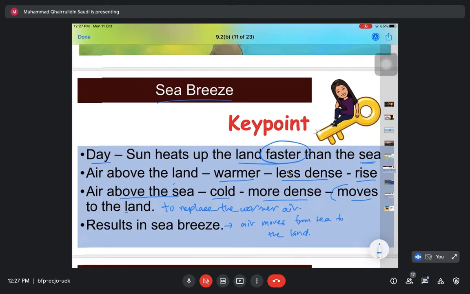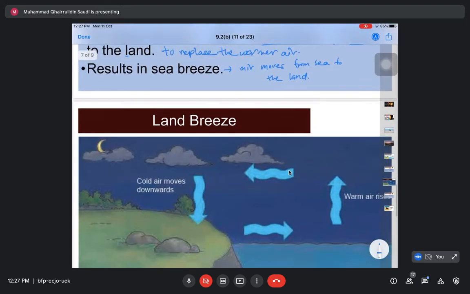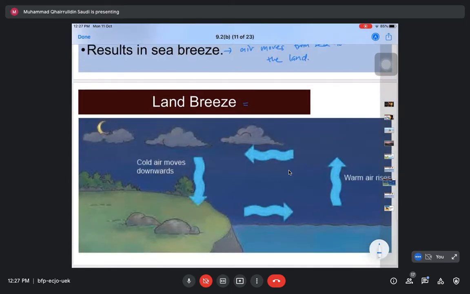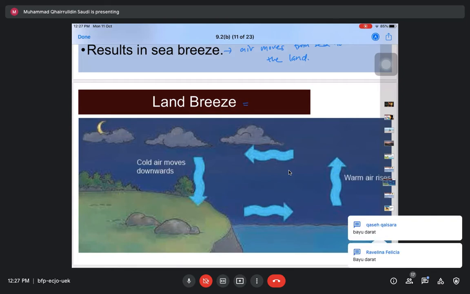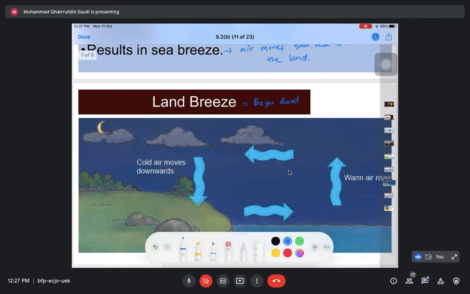We also have another one phenomena called land breeze. So land breeze ni in Malay apa pula maksud dia? Bayu darat. Good. Bayu darat. So now can you guess what does bayu darat means? Apa pula maksud bayu darat?